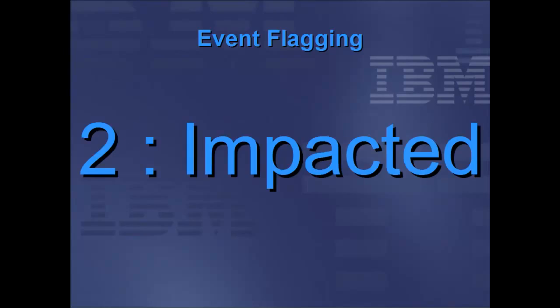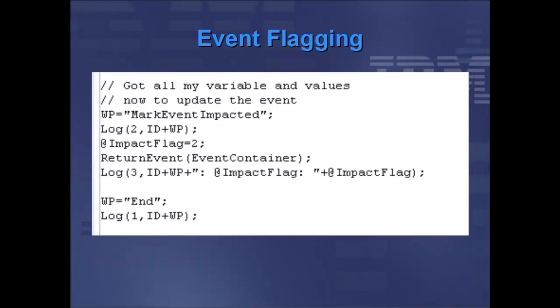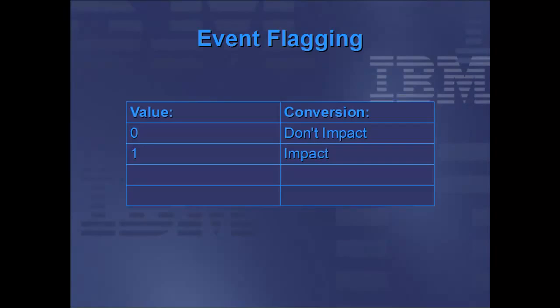At the end of processing, the impact policy marks the event as impacted by setting the impact flag value to 2. A more advanced version of this that I commonly use in my test scenarios is to have an interim step of impacting for the value 2, which moves impacted to value 3.